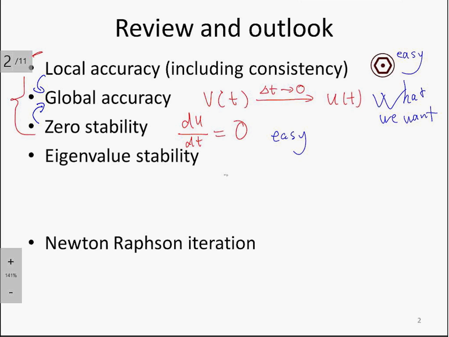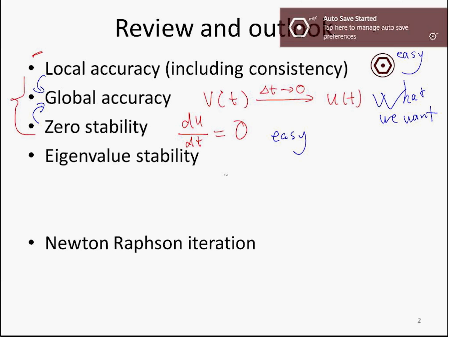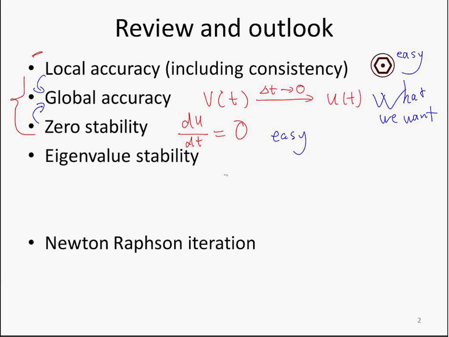All right. So we discussed zero stability, but zero stability is a pretty weak criterion, right? Zero stability means it can solve dU/dt equal to 0. Yes, if a scheme is locally accurate and zero stable, we are going to have global accuracy. But sometimes global accuracy may not be enough. I'm going to show you an example why global accuracy is not enough. Global accuracy only says that when delta t goes to 0, my numerical solution converges to the analytical solution. It doesn't say anything about how big the error is if my delta t is finite. It also doesn't say how smooth my solution is.